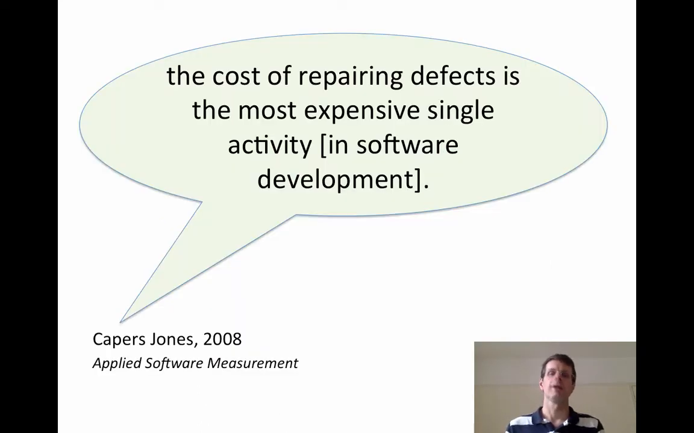Independent of Agile, independent of most other software development methods, Capers Jones has been looking at the statistics on software development for 30 or 40 years. He's unequivocal. He says this: the cost of repairing defects is the most expensive single activity in software development.